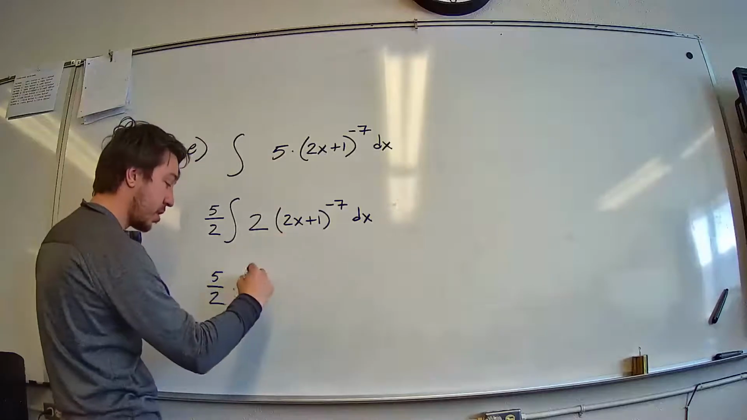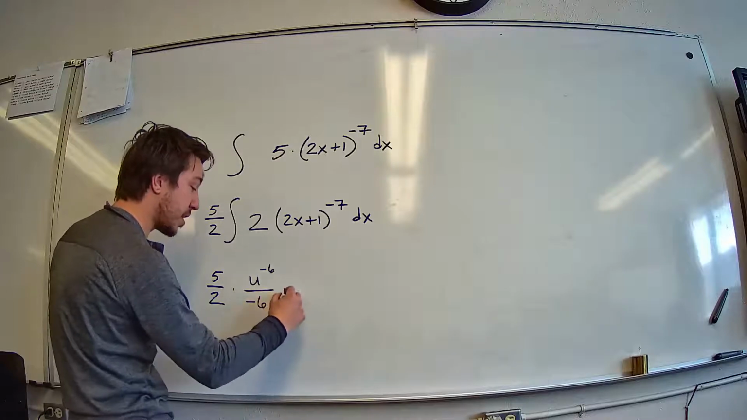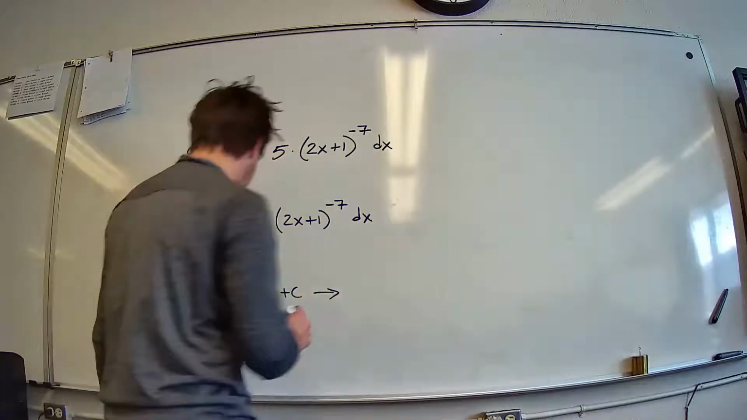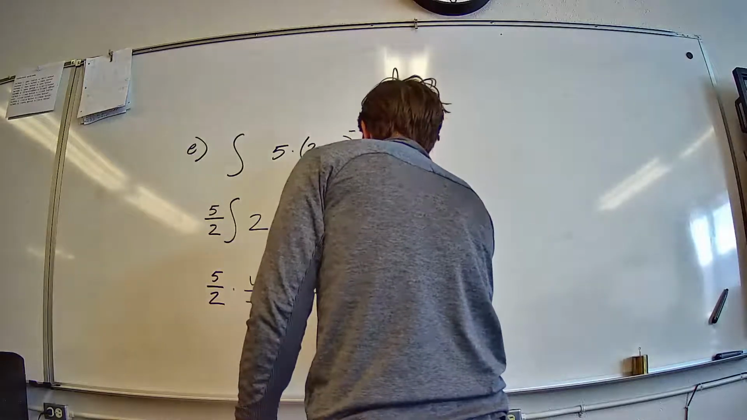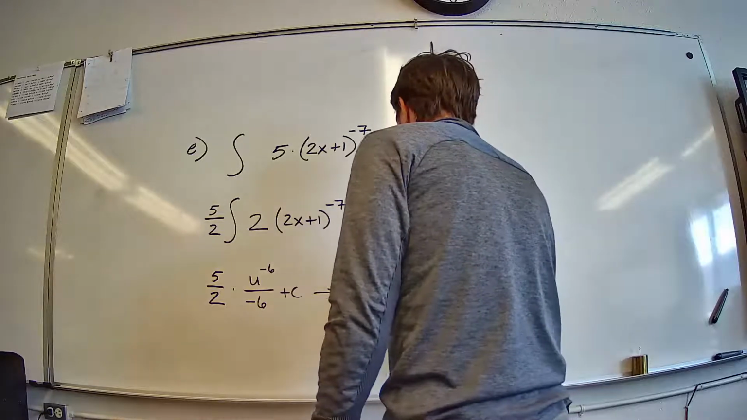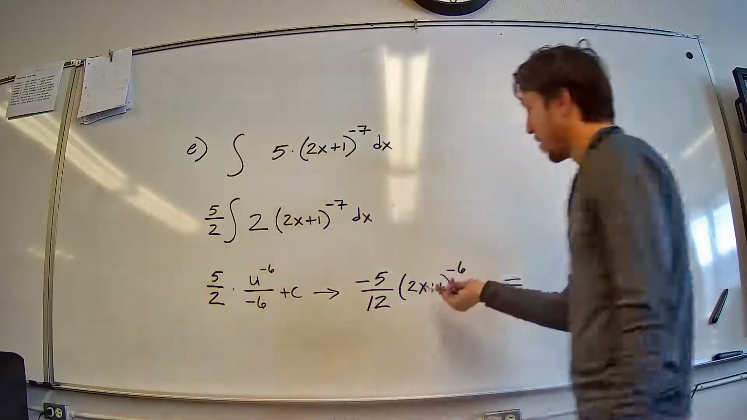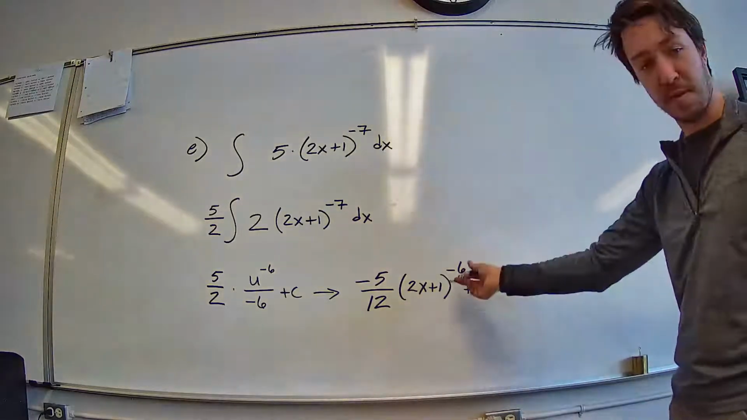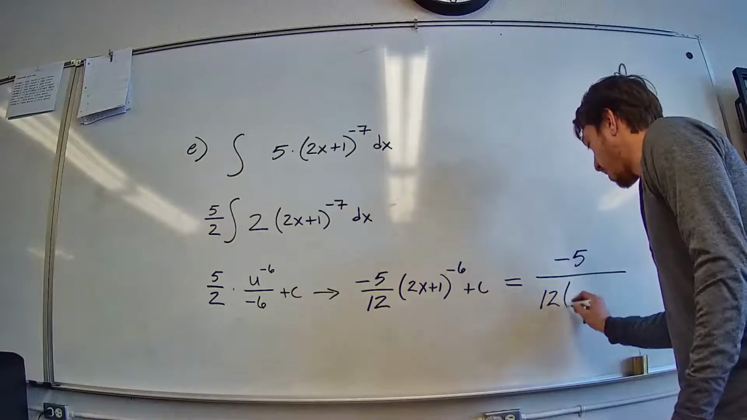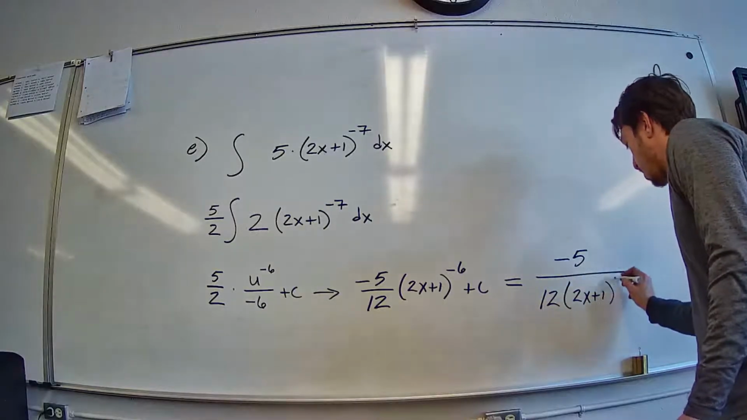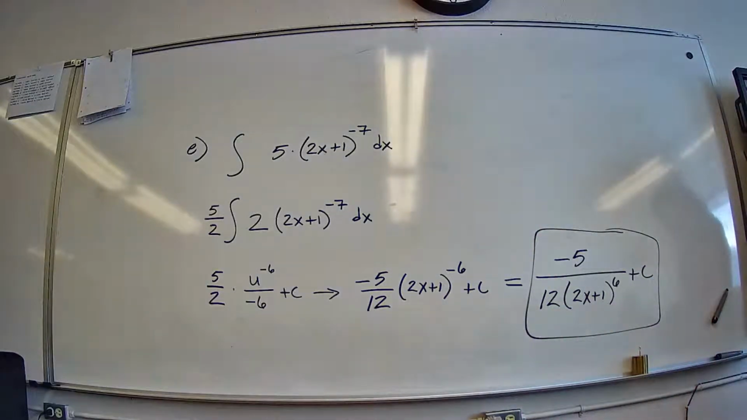This is going to turn into u to the negative 6 divided by negative 6, which means my actual answer is negative 5/12 times 2x plus 1 to the negative 6. And this would typically be written, this is good practice of our exponent properties, as negative 5 over 12 times 2x plus 1 to the 6th. This is the standard way I write that. Okay?